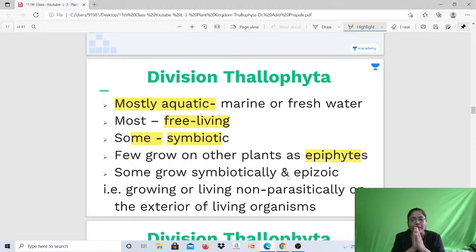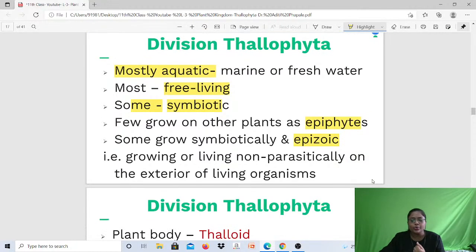The roots of epiphytes are hanging because they penetrate the branch of a tree, and thus they are hanging in the air and they absorb moisture from the surrounding air. That's how they get water for their functions. Some of them grow symbiotically and they are epizoic also. Now, what do you mean by that? Symbiotically, I already told you that they live with some other organisms. Now, what do you mean by epizoic?